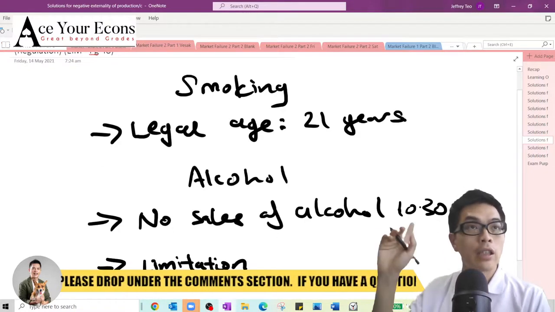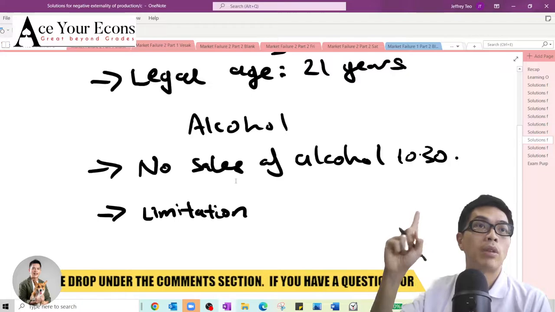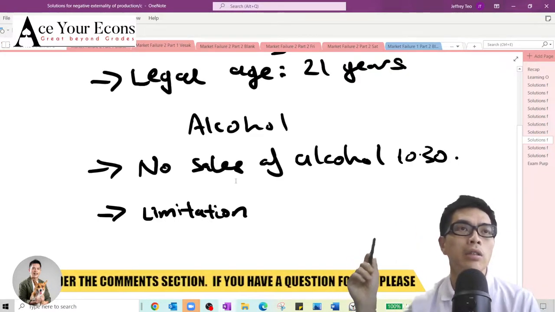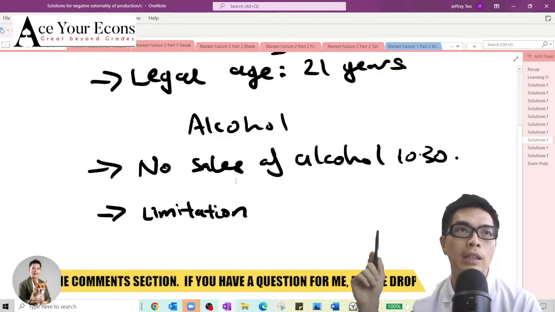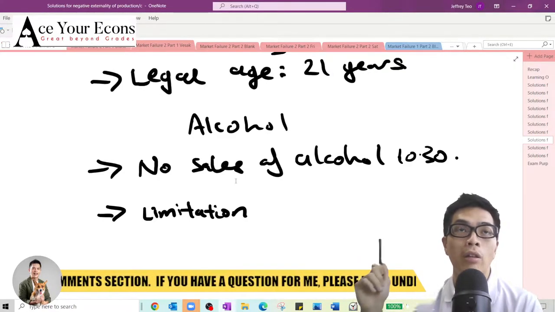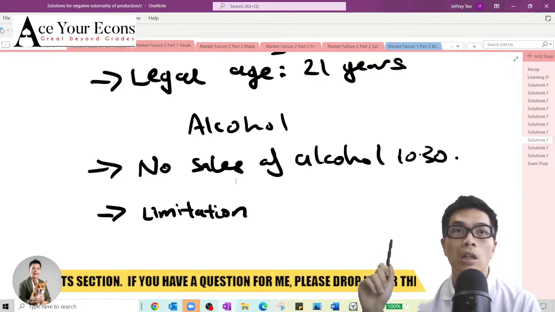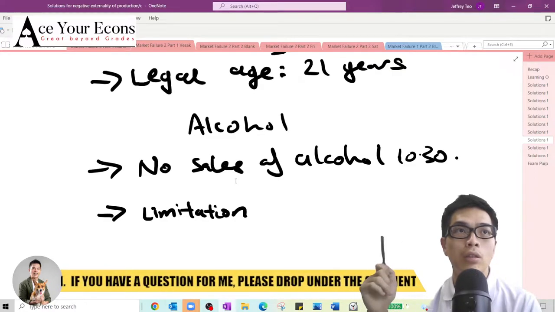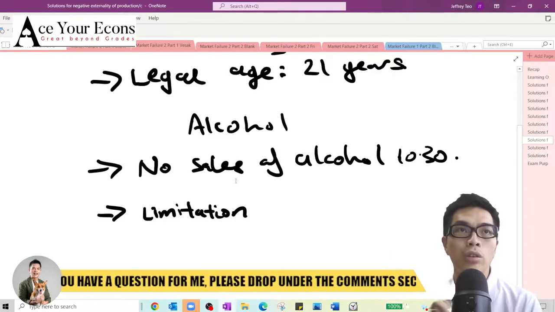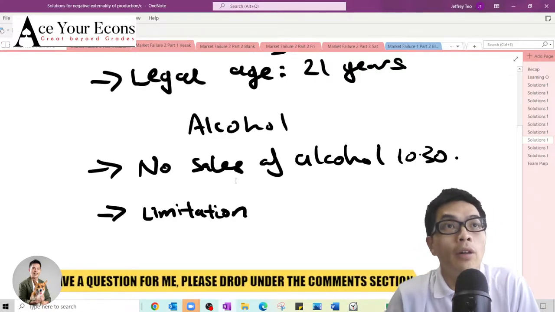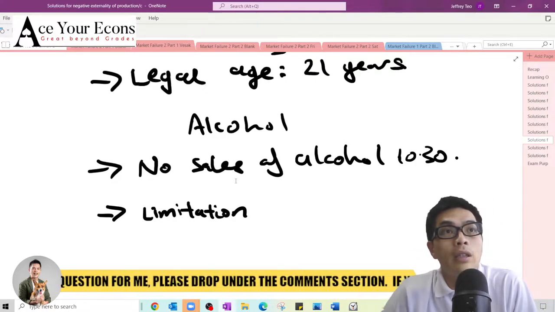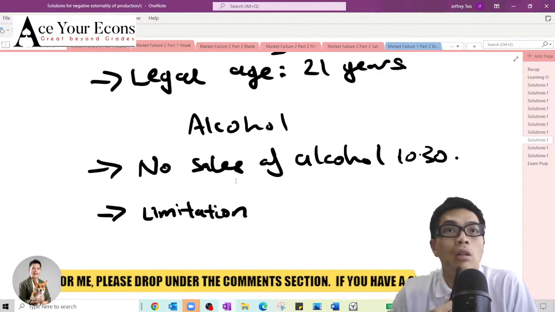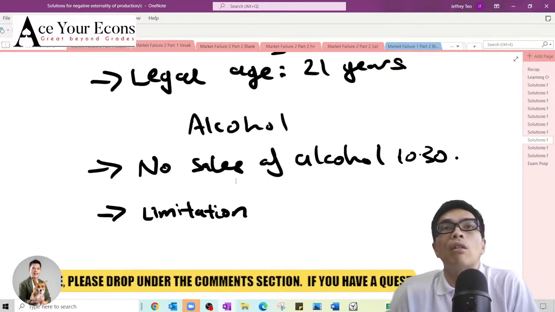Alcohol is a little bit different though. Alcohol here is from the producer perspective. I was checking with the class earlier yesterday. A law was passed recently that mandates there are no sales of alcohol beyond 10:30. Can somebody check for me using Google? It's no sales, right? I'm not sure whether consumption of alcohol beyond 10:30 in a public area is prohibited. Maybe, can you check for me? But I'm pretty sure they cannot sell alcohol beyond 10:30.